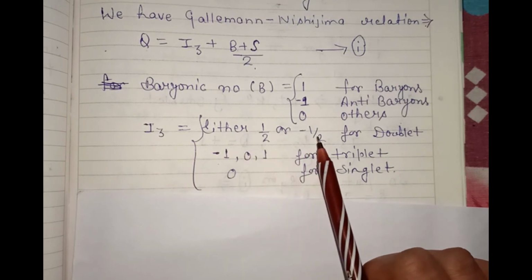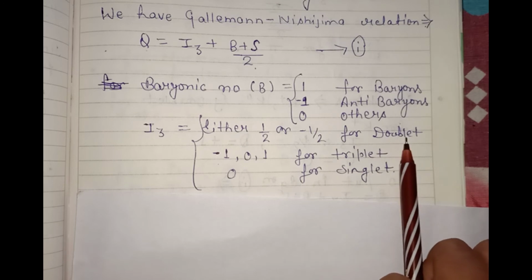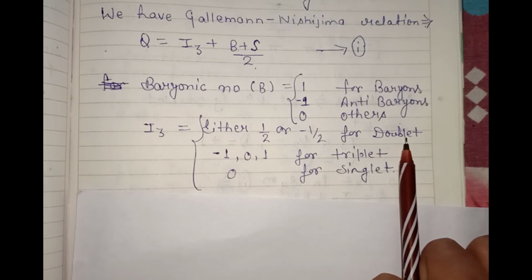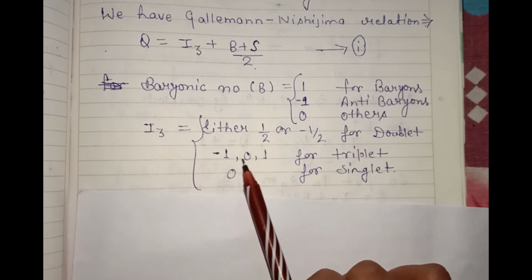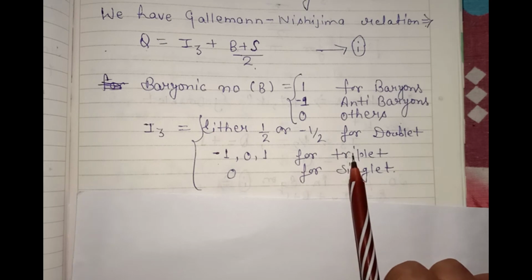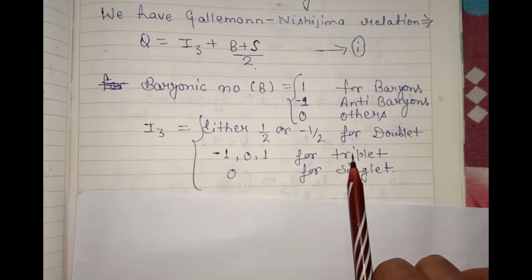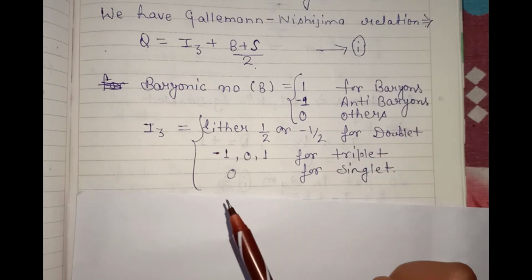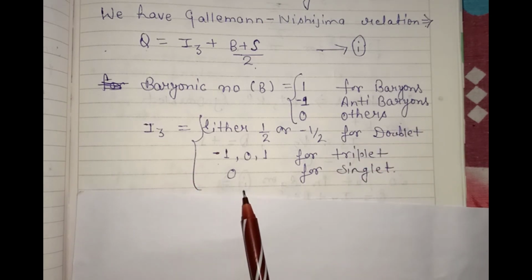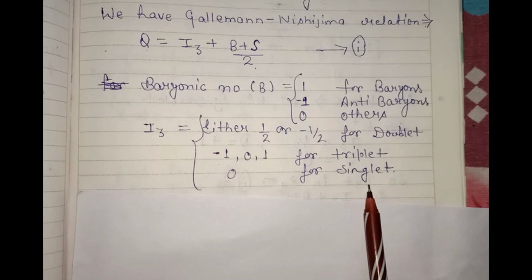I want to share a trick with you all: the third component of isospin is either 1 by 2 or -1 by 2 for a doublet. Doublet means a pair like neutron and proton. And I3 will be -1, 0 or 1 for a triplet, like pi positive, pi negative and pi naught, which make a triplet group. And I3 equals 0 for a singlet, like eta naught.